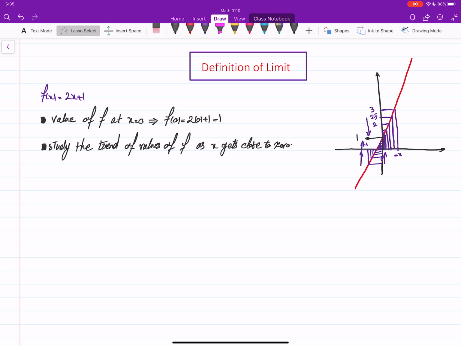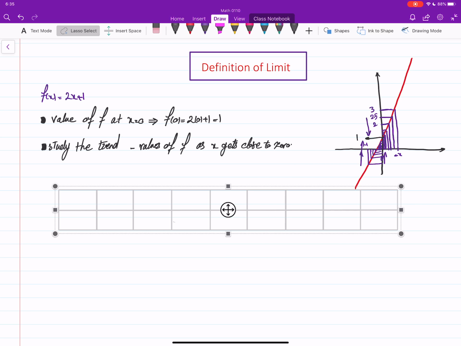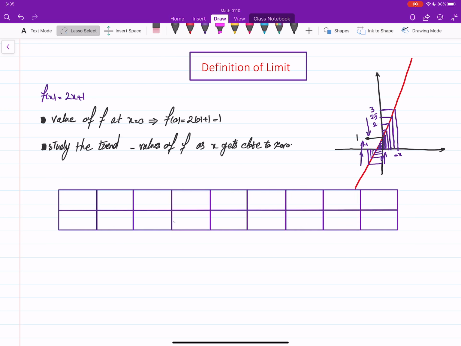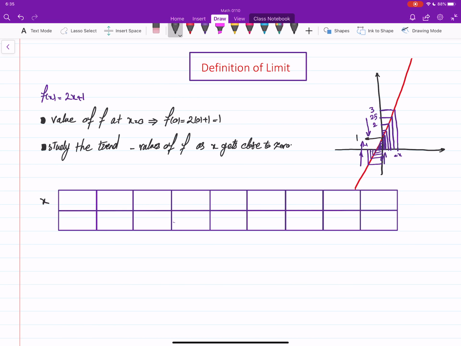A little more systematic way of studying this would be to use a table of values for the function. We will put values of x in the first row and values of f of x in the second row. We are interested not in the value of the function at 0, so I'm not going to just evaluate. I know how to do that.